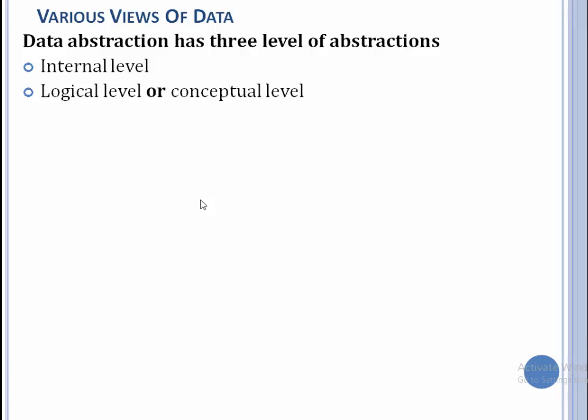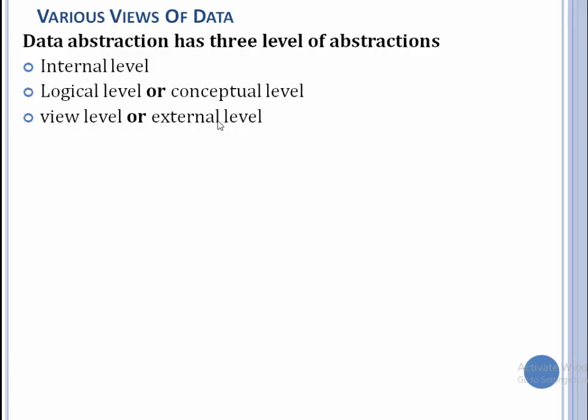Data abstraction has three levels, as I told. The first one is the internal level, the next one is the logical or conceptual level, and the last one is the view or external level. The internal level is also called the physical level, the logical level is also called the conceptual level, and the view level is also called the external level.